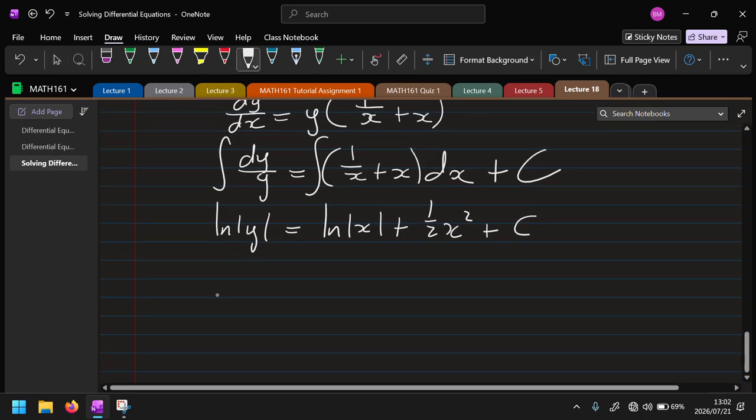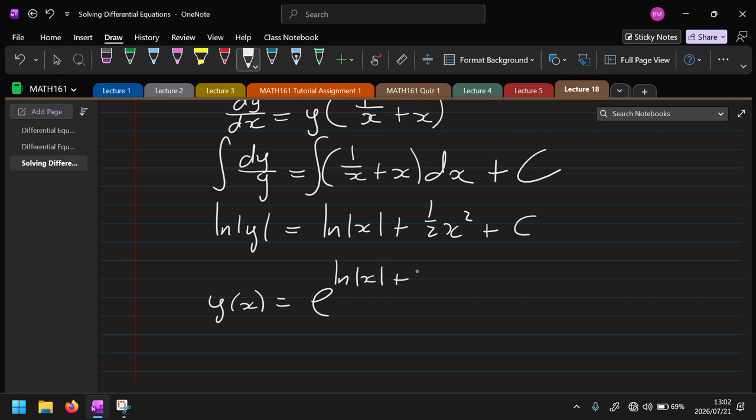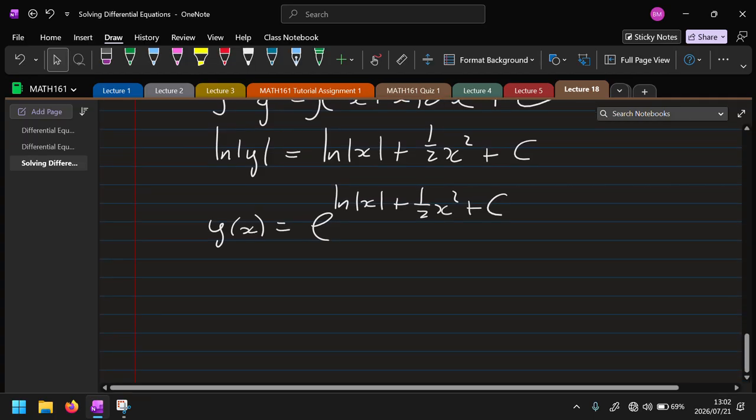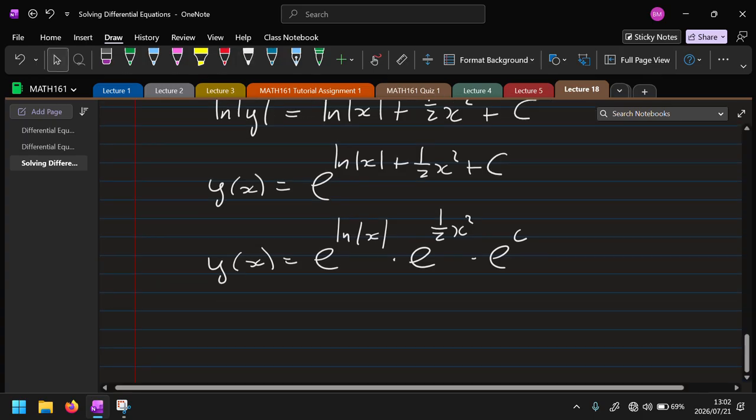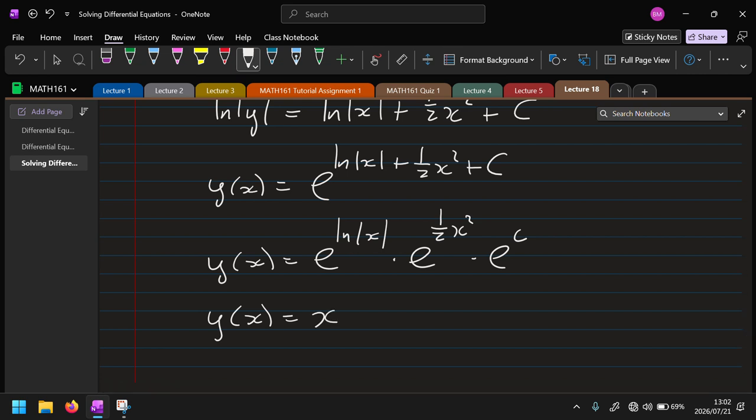So we're going to have y of x is equal to e to the natural log of x plus half x squared plus c. Okay, we can simplify this a little bit more. Let's split up the exponential into 3 terms. So we're going to have y of x is equal to e to the natural log of x, e to the half x squared and e to the c. Okay, remember these are inverses, so we know what to do there. e to the natural log of x, they cancel, so we just have x. The other one, that just stays.